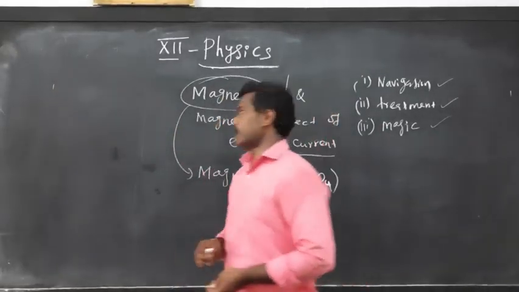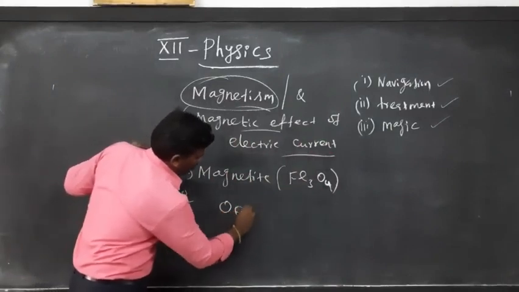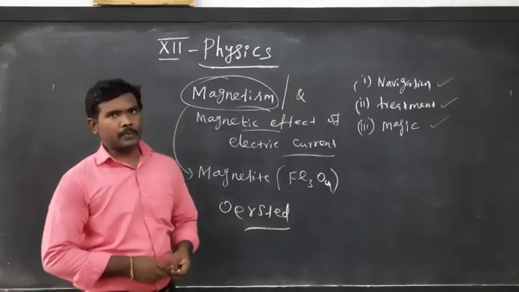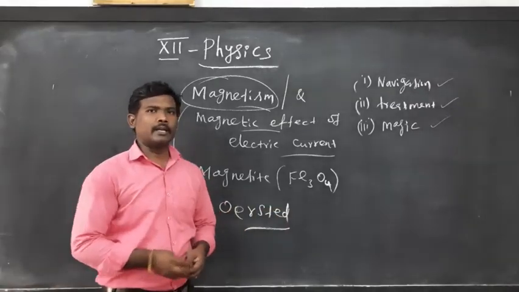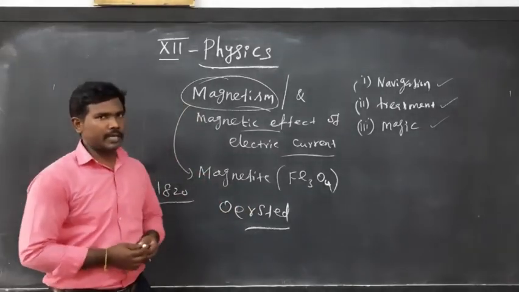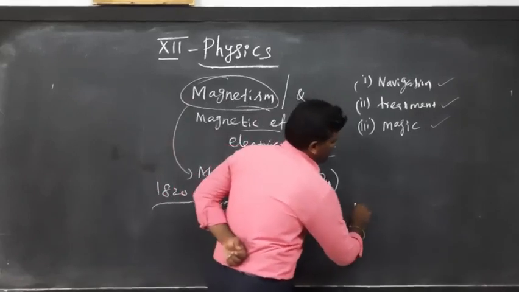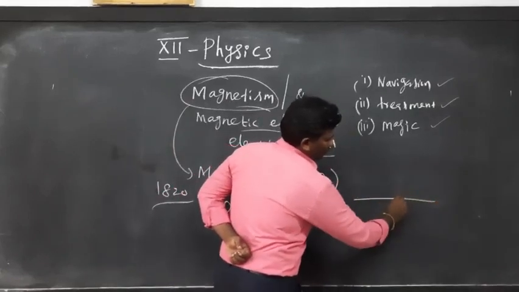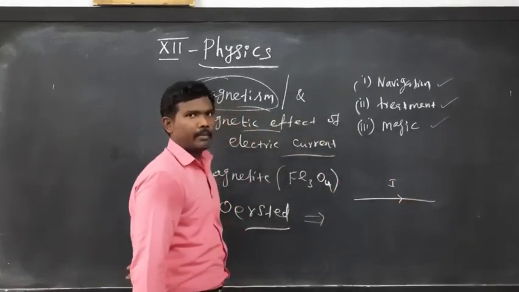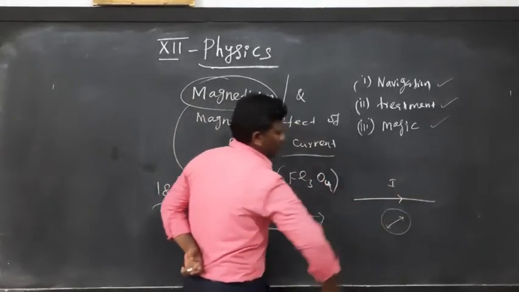Okay, but the scientist Oersted, in 1820, demonstrated one experiment. From that experiment, several things were concluded. First of all, we are going to see the experiment by the scientist Oersted. Oersted's experimental arrangement is simple. We have an electrical conducting wire, and we pass a high amount of current through the conducting material, and near that conducting material we place a magnetic compass.